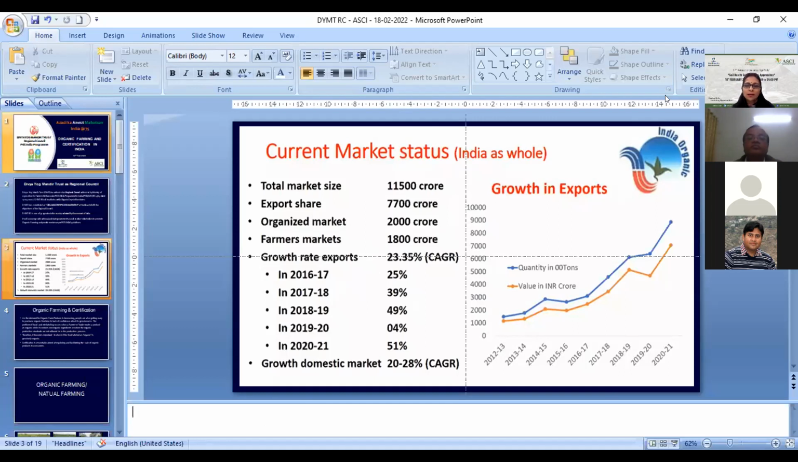Because the time is running out, but we want to have more discussions, let's quickly have some queries that have come in, because the session was just over. Dr. Rishi, we have one question for you: how can this produce, which is PGS certified, be exported? Does it meet the international standards also?